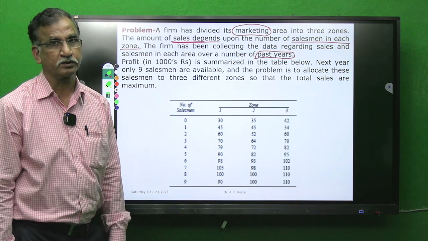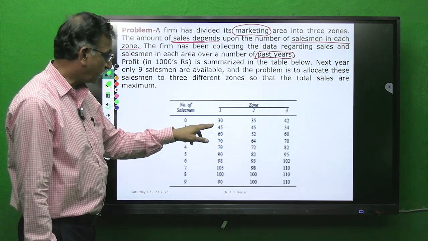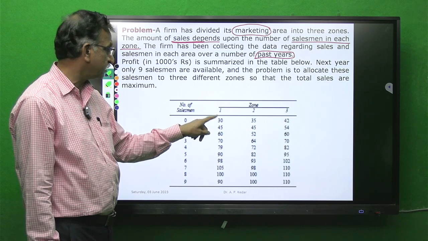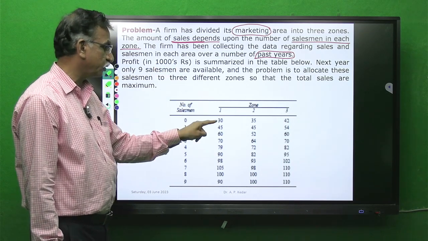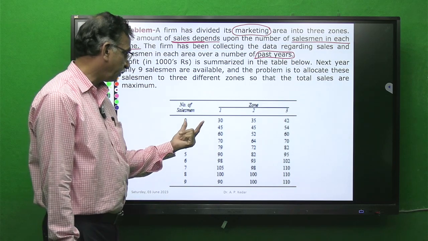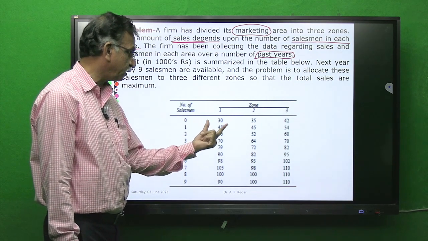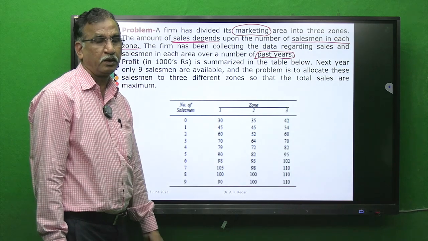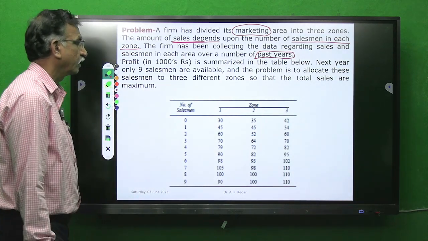That is the objective function. And these values, suppose you read 30, suppose you read 45, this 30 means 30 in thousands, so this will be 30 thousand. So the profit by deputing these numbers of salesmen in the respective zone is given in the table in thousands of rupees.